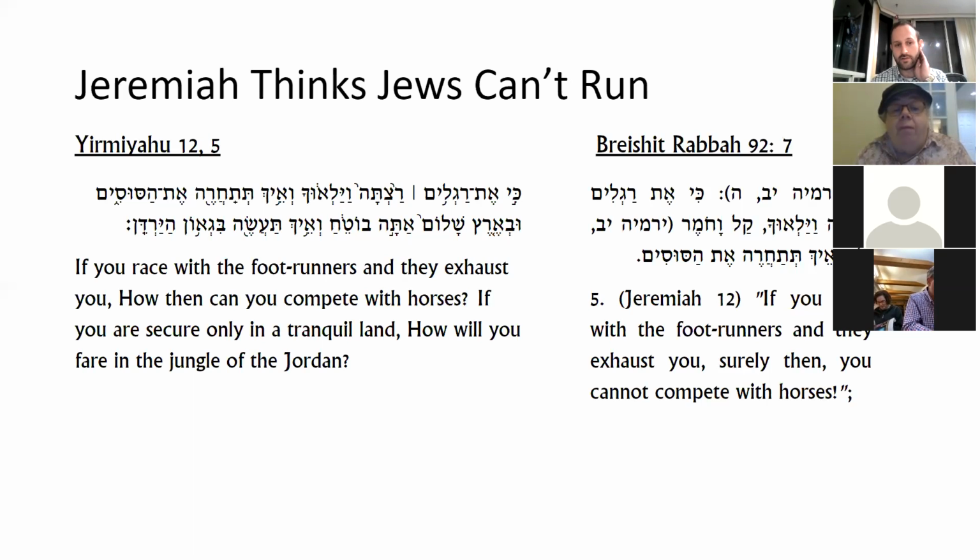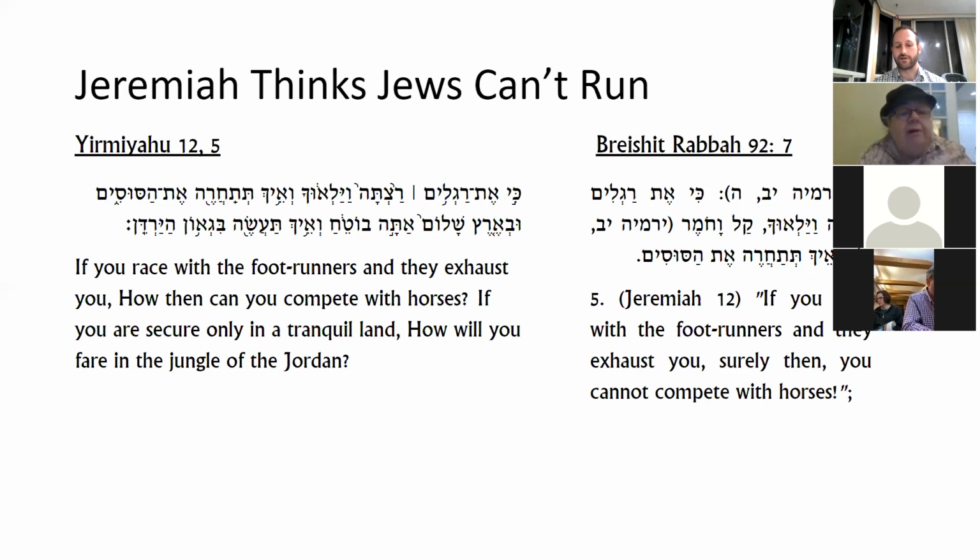Okay, so if you are secure only in a tranquil land, how will you fare in the jungle of the Jordan? If you are barely holding on in Israel, which is a very calm place, as opposed to the other side of the Jordan, which is considered to be a lawless land. In case you're wondering, where do we see it being a lawless land?